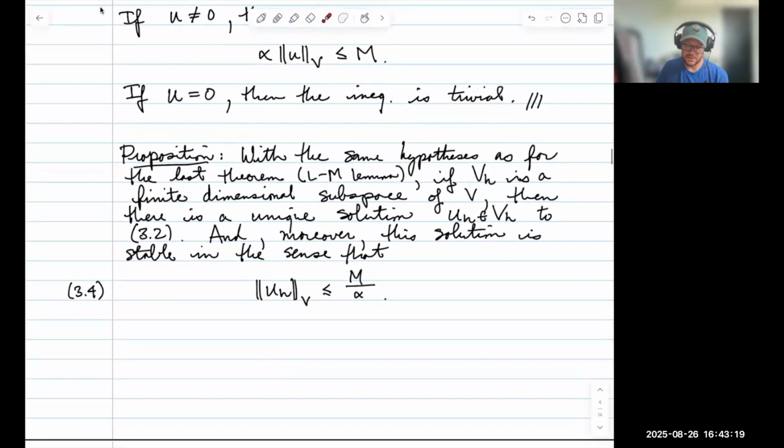Okay, so we've just shown it. Now, I claim that I can do exactly all of the same calculations for the abstract Galerkin approximation as well. With all of the same hypotheses as in the last theorem, if VH is a finite dimensional subspace of V, then there is a unique solution, UH in VH, to the Galerkin approximation. And moreover, this solution is stable in this sense.